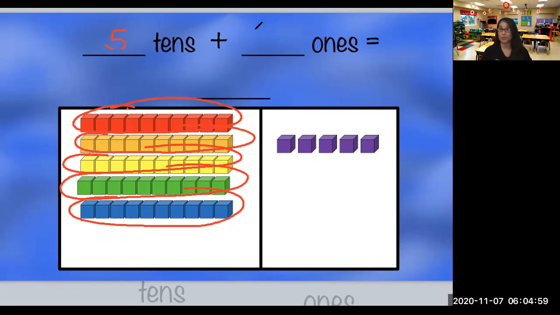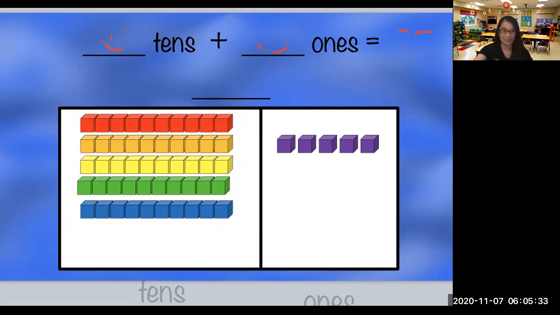Now let's go to the ones now. Let's count them. 1, 2, 3, 4, 5. You have 5 ones. Now, if we put them together, you have 5 groups of 10 and 5 ones. What number do we get? Yes, it's the number 55. Good job. Let's go on to the next example now.